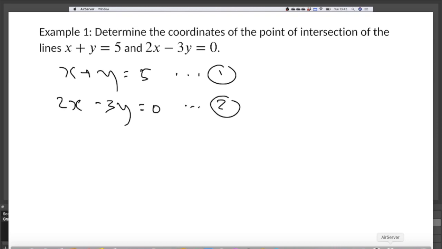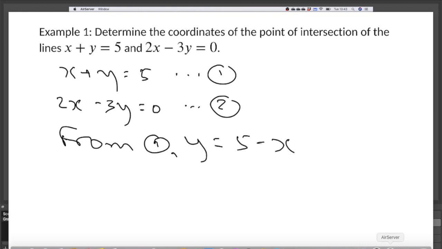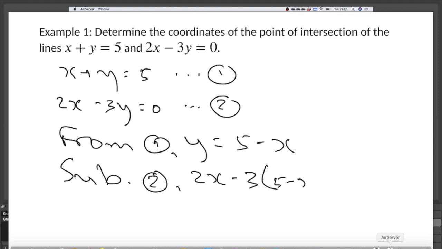I'm going to use substitution. So from equation 1, I can make either x or y the subject. I prefer y to be the subject, so y is equal to 5 minus x. So now we can substitute that expression for y into the second equation. So wherever we see y in the second equation, we will put 5 minus x. So this equation then becomes 2x minus 3y, but y is 5 minus x, so all this is equal to 0.